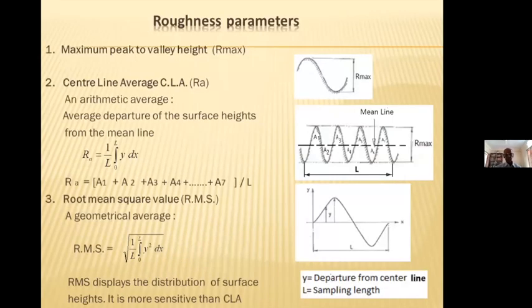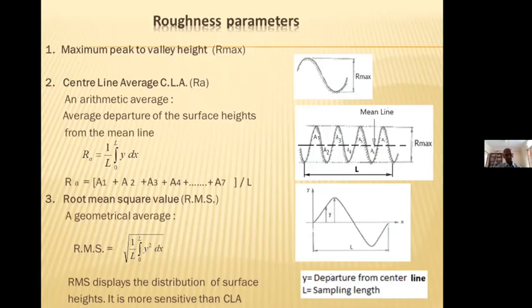Now we try to quantify the roughness. You see, when we say that this surface is rough and this surface is smooth, it is a very qualitative description, and it really doesn't make much sense to study. But anyway, there are a number of parameters developed to describe the surface.